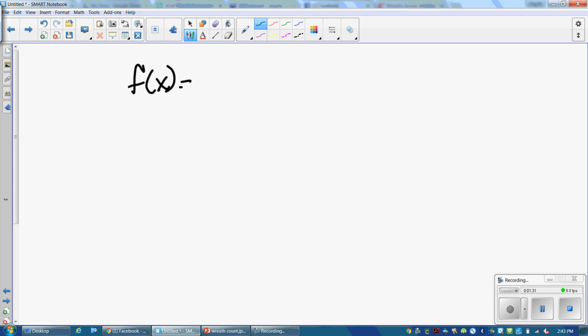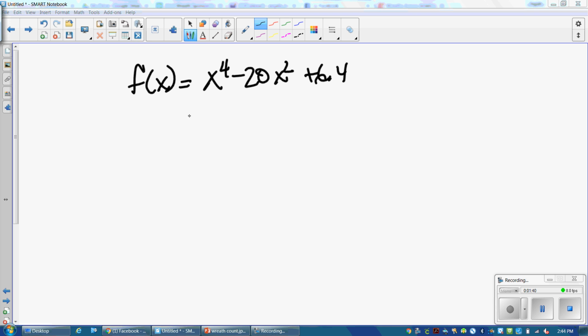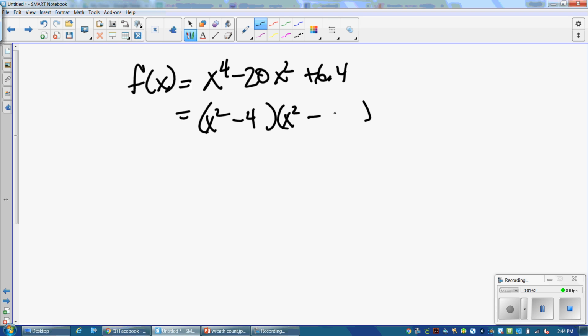Number 5, they want me to find the zeros of this polynomial function, f of x equals x to the 4th minus 20x squared plus 64, and state the multiplicities of each. If it can be factored, then that's what you need to do. So in this case, to get x to the 4th, it'd be x squared and x squared. I need two numbers that multiply to give me 64 and add up to negative 20, which would be negative 4 and negative 16.